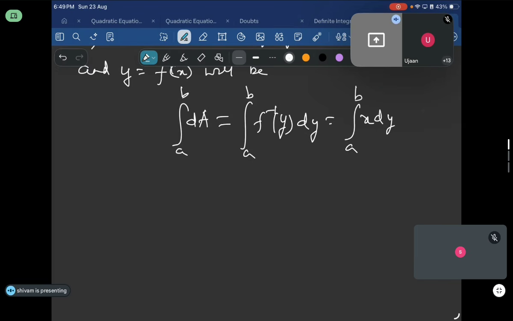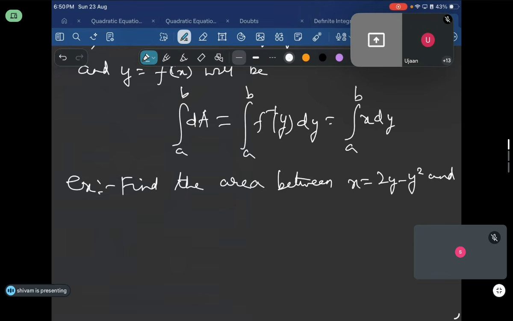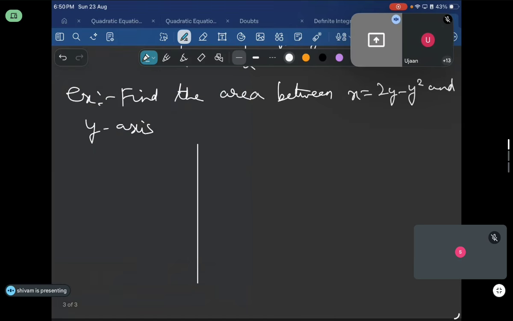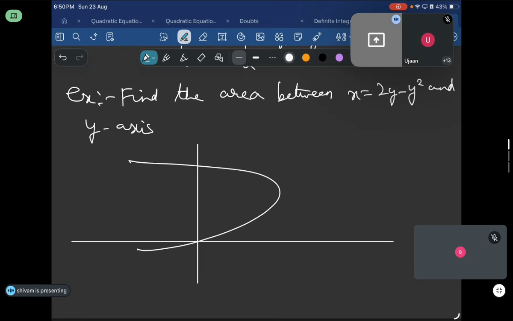So let us try one problem. I am giving you an example; the next one you will try. Find the area between x equal to 2y minus y square and the x-axis and y-axis. So x equal to 2y minus y square is a concave leftwards parabola. What are the roots on the y-axis? They intersect at 0 and 2. This is how the graph is going to look.